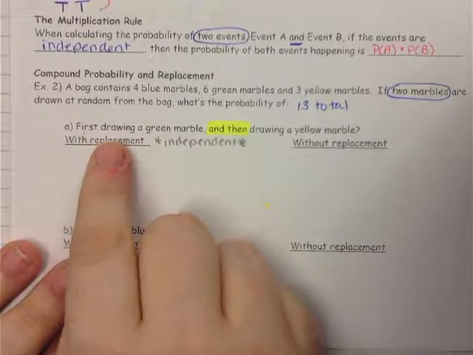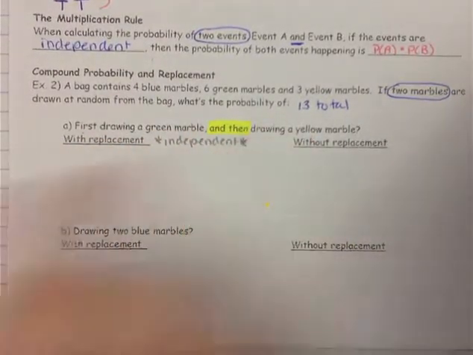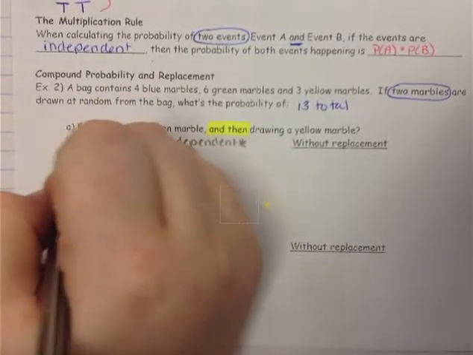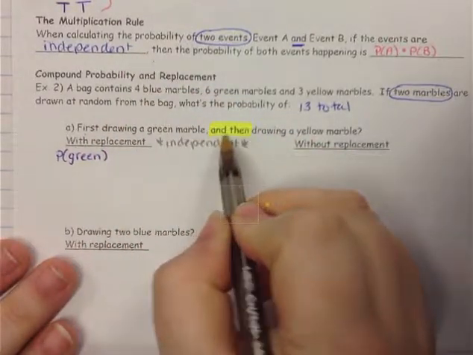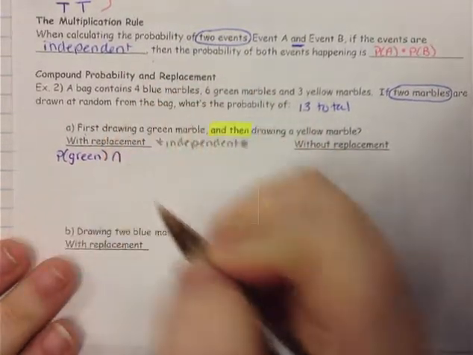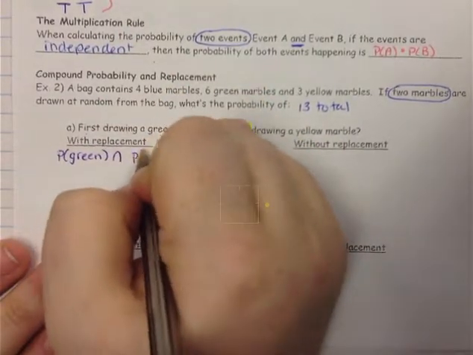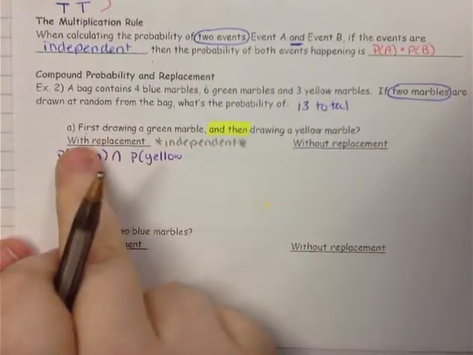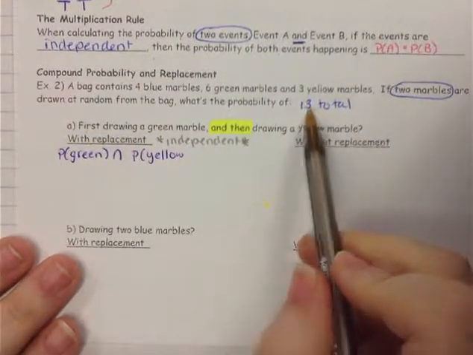So we want to draw a green marble first and then draw a yellow marble with replacement. So we write out the probability of a green, so P of green, and, that's the intersection. The second event is your yellow marble, P of yellow. Now, because it says with replacement, I'm literally putting that green marble back in the bag. So now I still have 13 marbles in the bag.